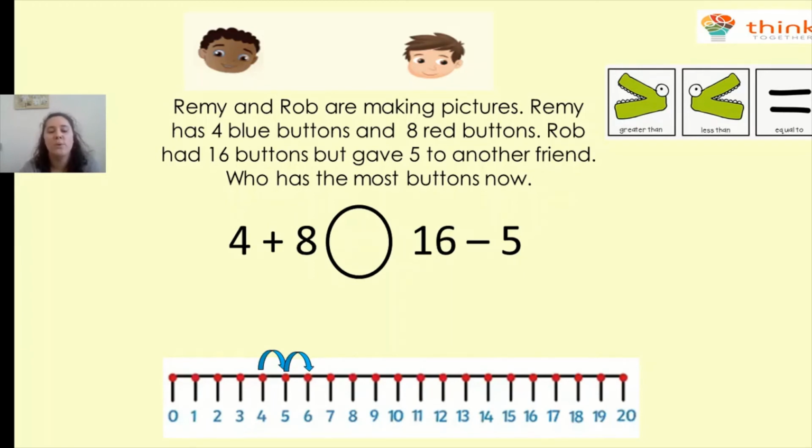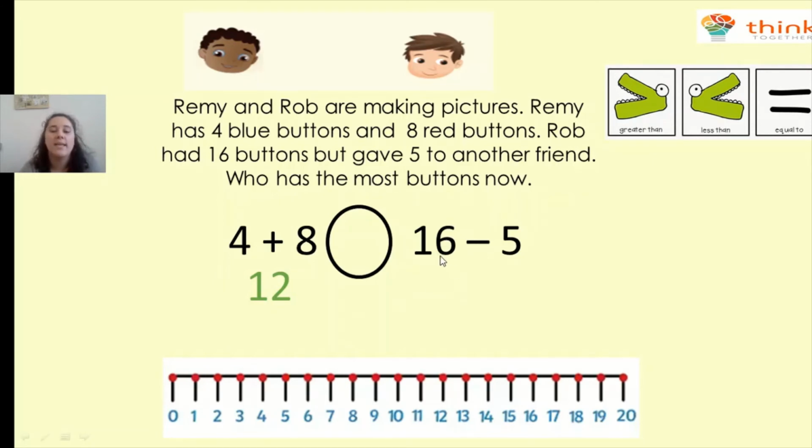1, 2, 3, 4, 5, 6, 7, 8. Well done. Thank you for telling me to stop. We've done our 8 jumps. What number has it landed on? Incredible. It's landed on the number 12. So the answer to 4 plus 8 is 12. Right, let's clear that number line and get ready for our next question.